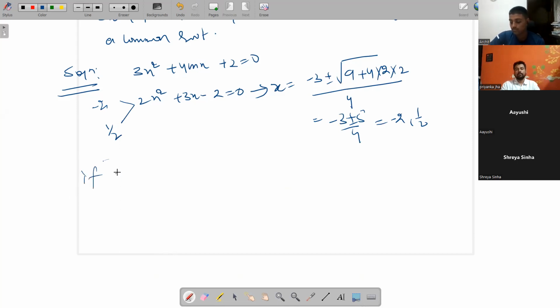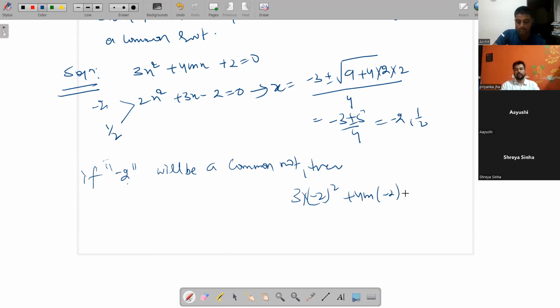So if minus 2 will be a common root, then of course this will satisfy this as well, because if this is the common root, it will be the common root of this as well to satisfy this. So 3 into minus 2 whole square plus 4m into minus 2 plus 2 equal to 0. This is 12 minus 8m plus 2 equal to 0. You will get m as 14 by 8, that is 7 by 4. So one value of m could be this.